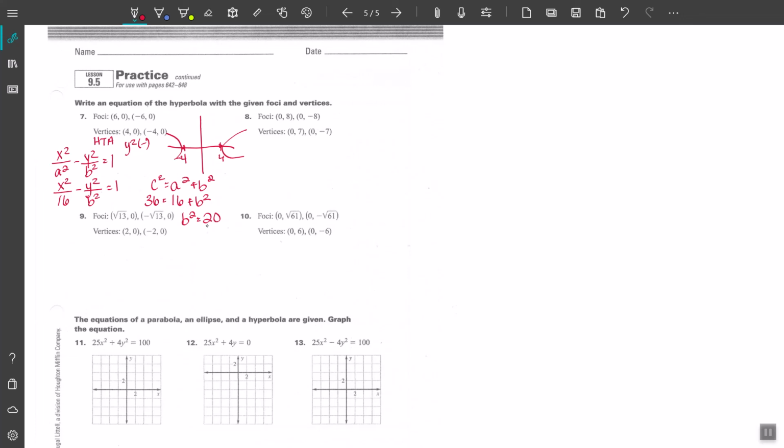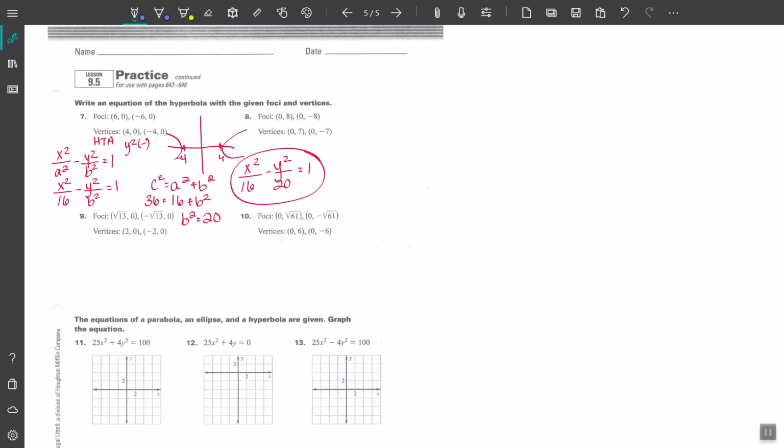And so we take that number. We don't need to solve for b because we don't need b. We need b squared. That's what we need in order to fill in this formula right here. So then from there, we're just going to plug in that b squared. We have our standard form equation for this particular set of parameters.